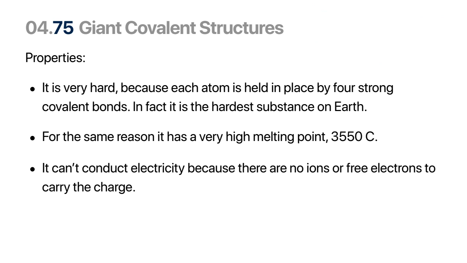The same structure we're looking at in diamond gives it special properties. It is a very hard substance because each atom is held in place by 4 strong covalent bonds. In fact, it is the hardest substance on the planet. For the same reason, its melting point is really high as well.